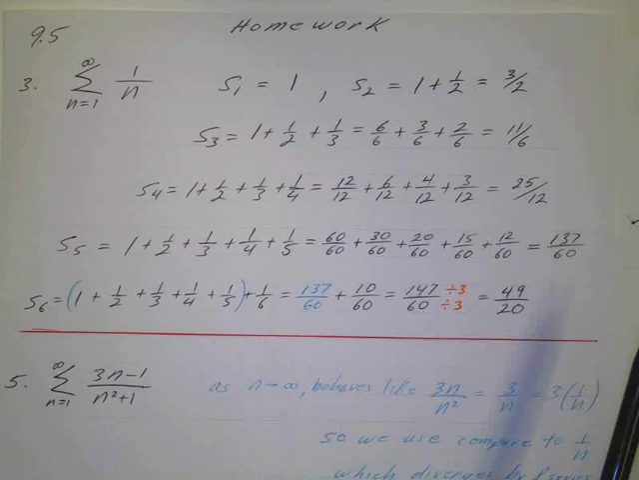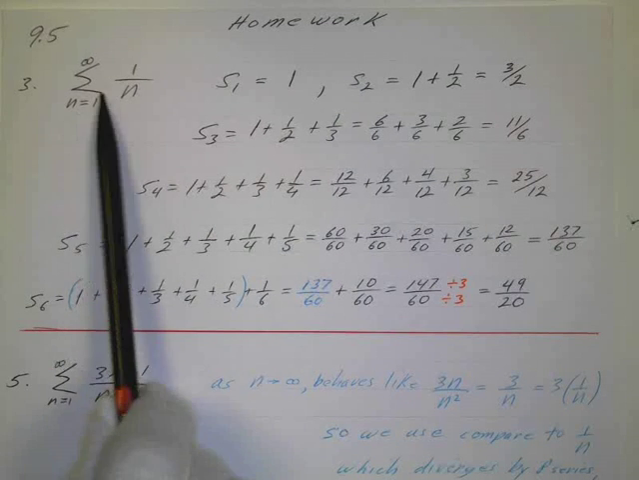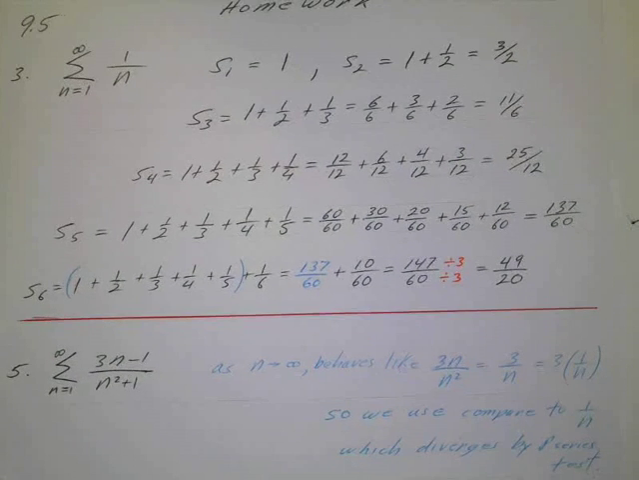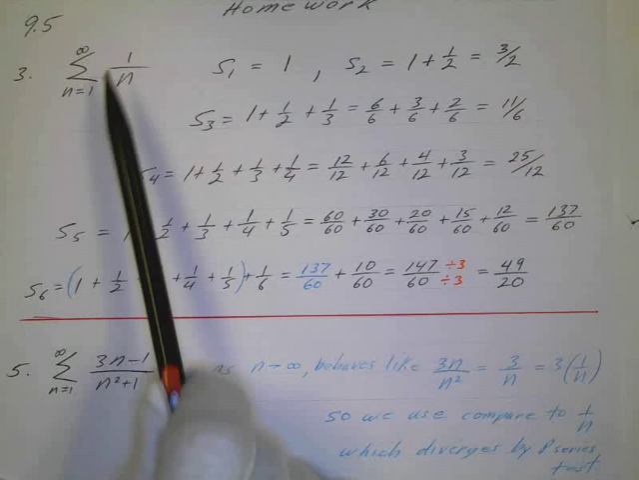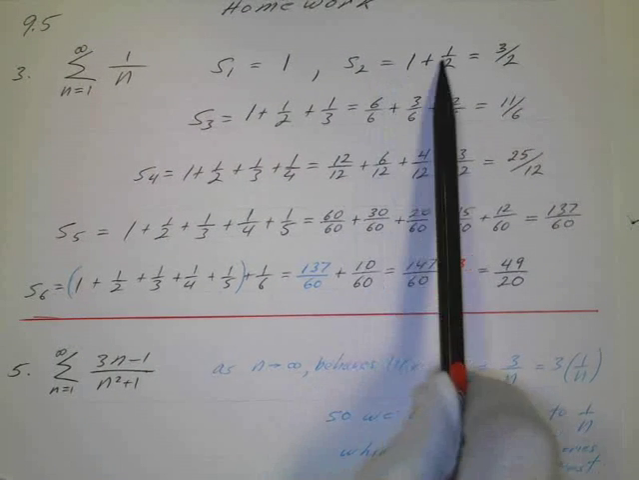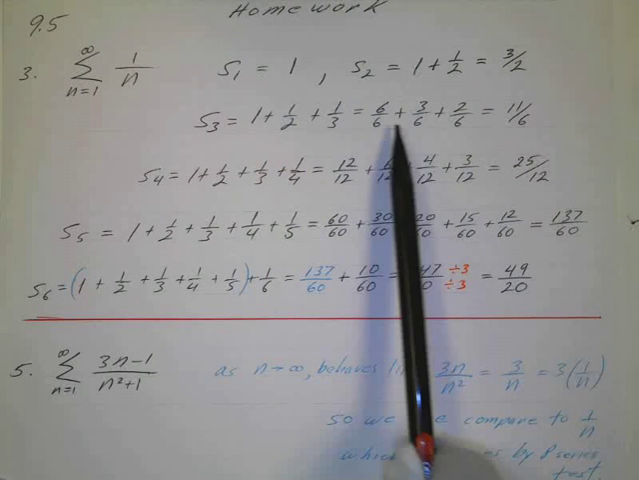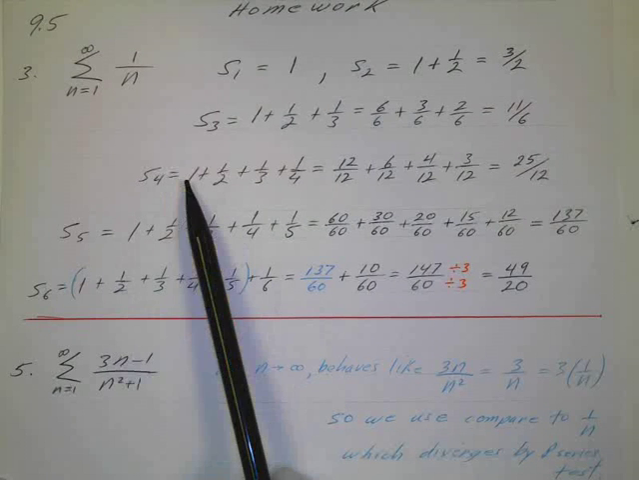You could have done this a little bit easier by grouping terms and adding, but this is the summation from n equals 1 to infinity of 1 over n. That's the harmonic series. It's a special case of the p-series. And we just want to find the first 6 terms, so S of 1 would just be 1 over 1, S of 2 would be 1 plus 1/2, S of 3 would be 1 plus 1/2 plus 1/3, which is common denominator 6. We put everything over 6 and get 11/6.